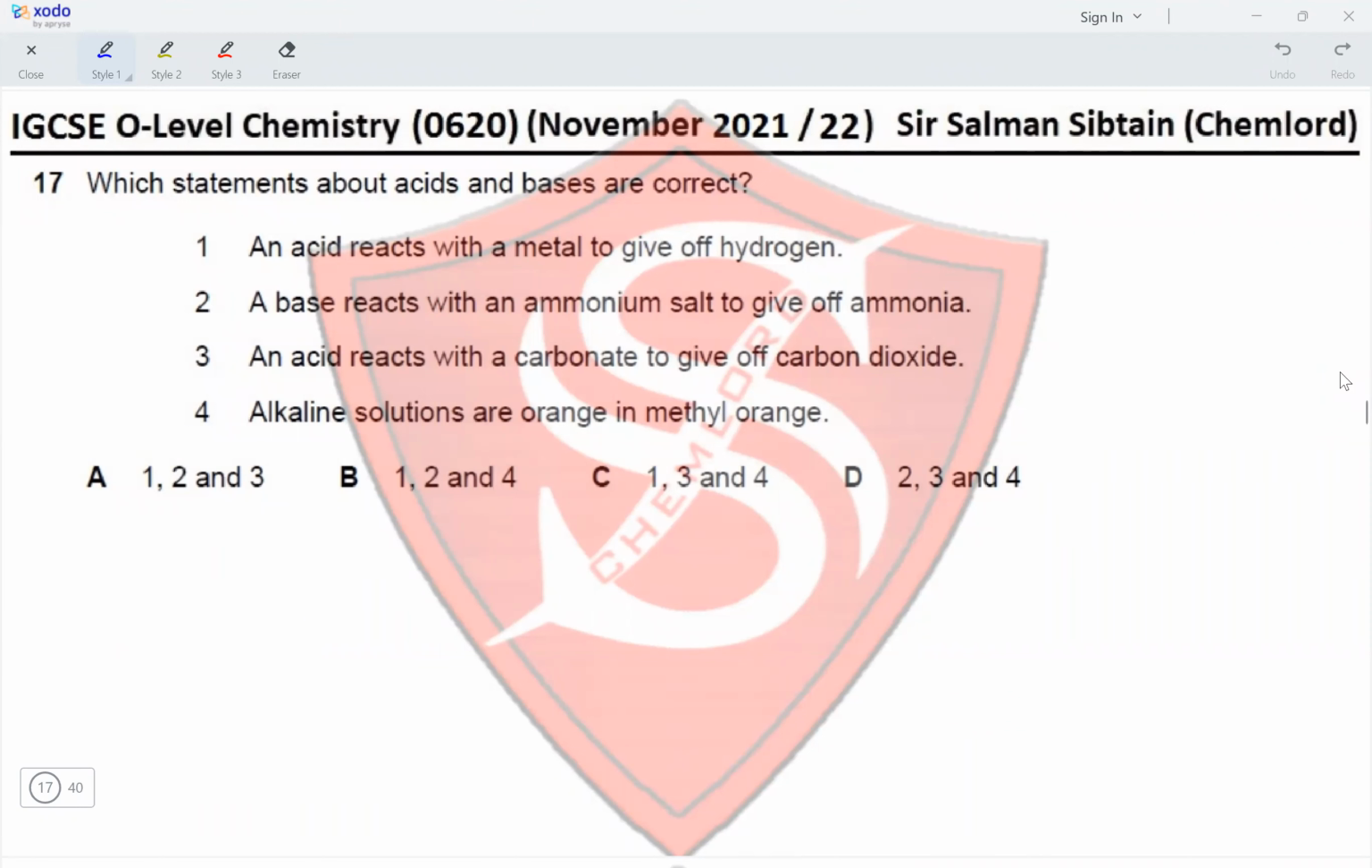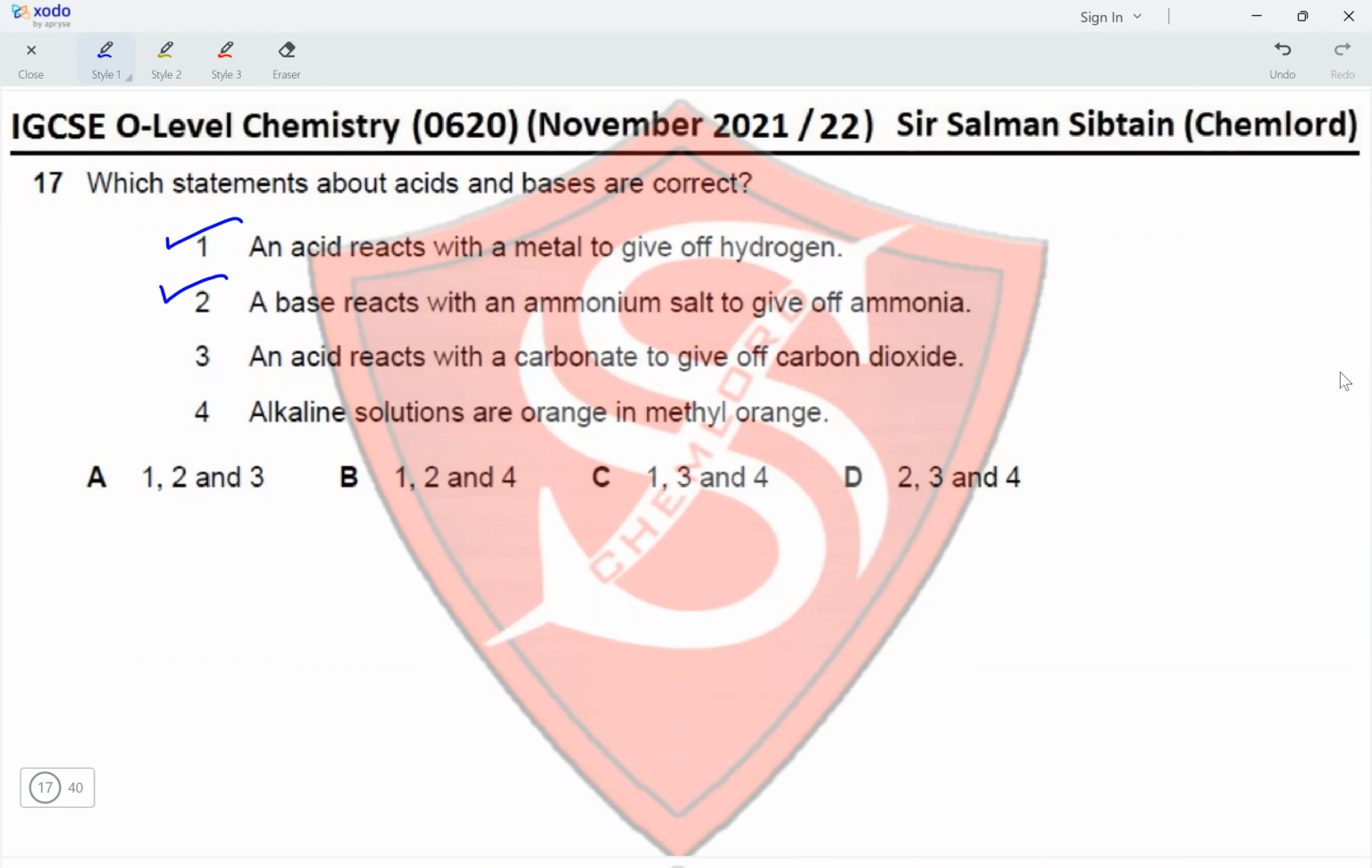Question 17. Which statements about acids and bases are correct? An acid reacts with metal to give off hydrogen. Yes, this is correct. A base reacts with ammonium salt to give off ammonia. Yes, this is correct, because ammonium salts are acidic in nature. So an acid and base reaction will occur.